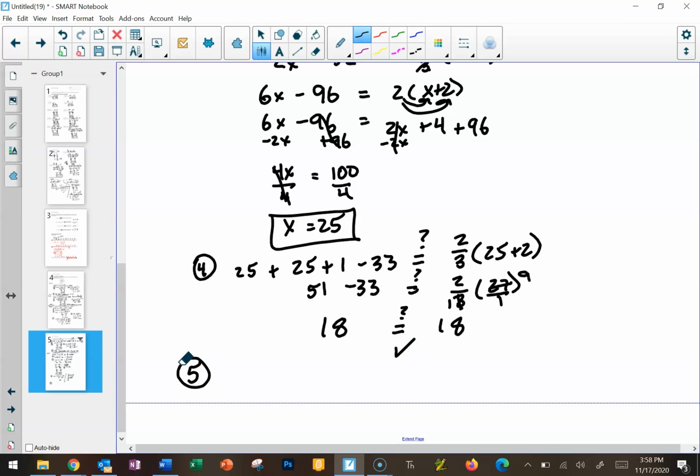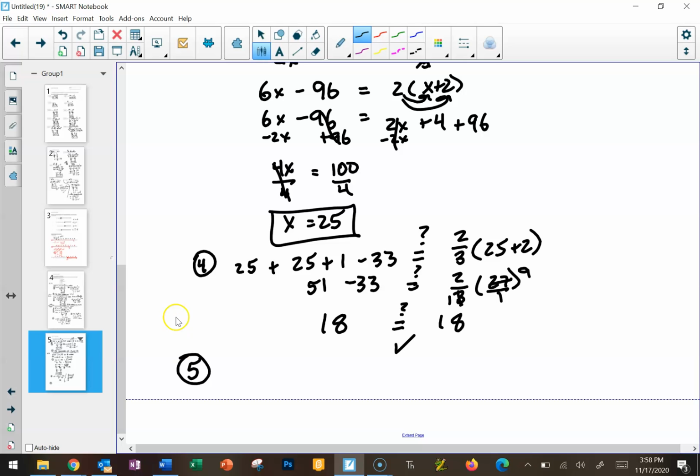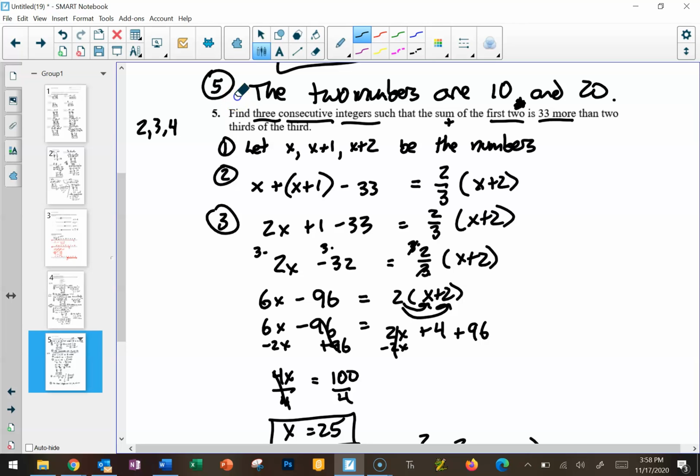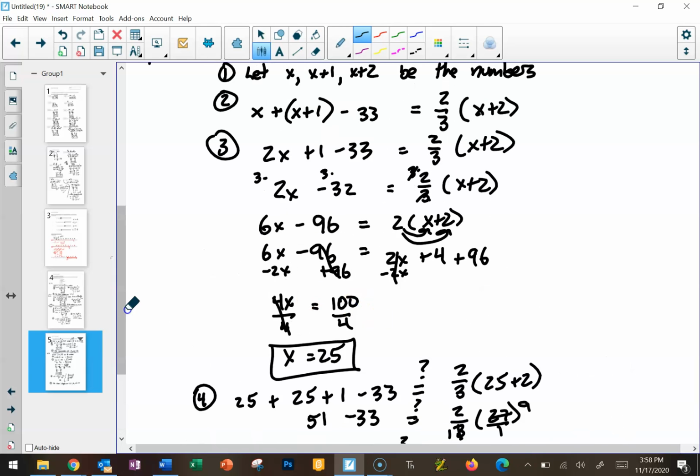And then for our fifth, so we did answer the question, and I think it was 3 consecutive integers. Okay, so your final sentence is the 3 integers are 25, 26, and 27. They weren't odd or even or consecutive integers. Good. So the 3 integers are 25, 26, 27, and we proved that it checked out.